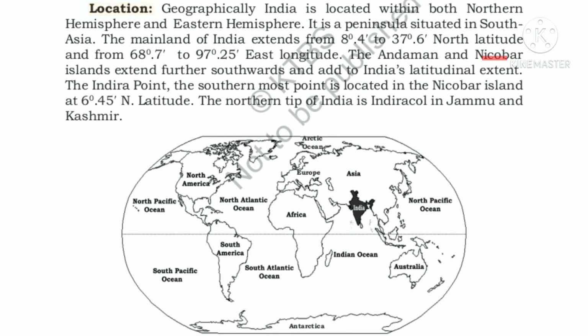The Andaman and Nicobar Islands extend further southward and add to India's latitudinal extent. Indira Point, the southernmost point, is located in the Nicobar Islands at 6 degrees 45 minutes north latitude. The northern tip of India is Indira Col in Jammu and Kashmir.